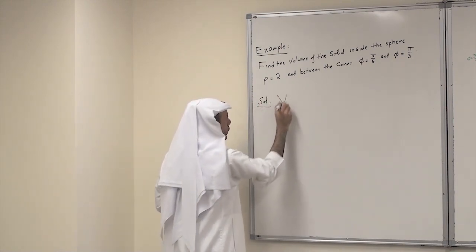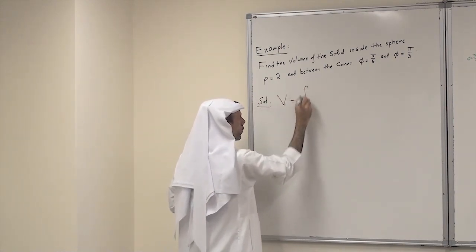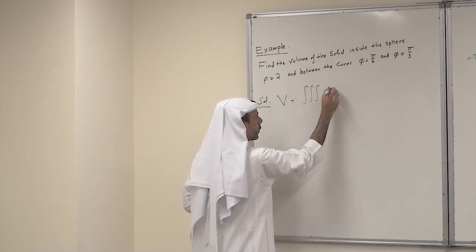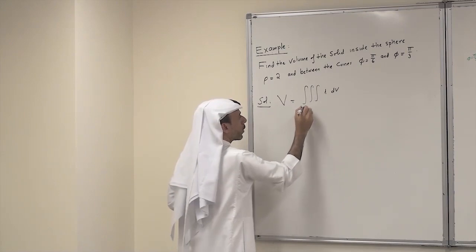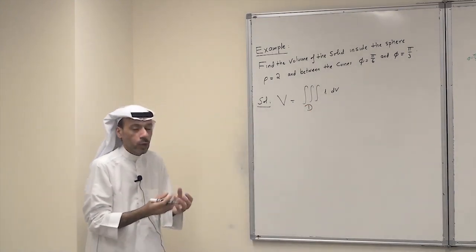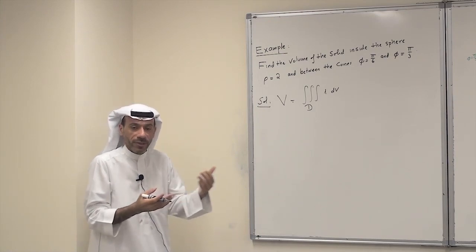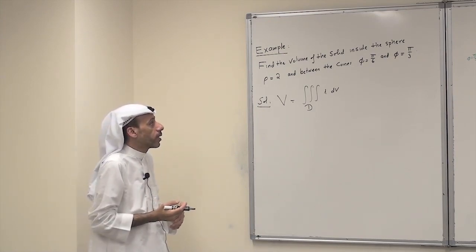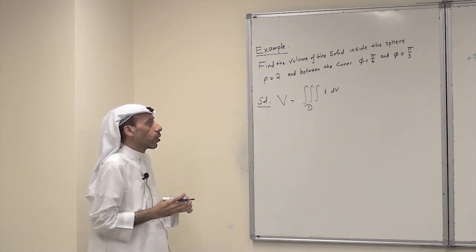The volume is the triple integral of 1 dV over the solid D. So the volume formula is true whether it is in rectangular or cylindrical or spherical coordinates. So this is the formula for the volume.